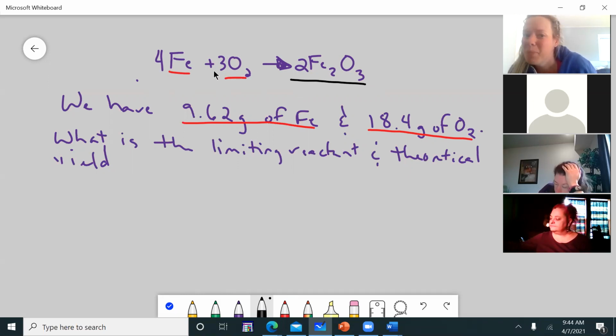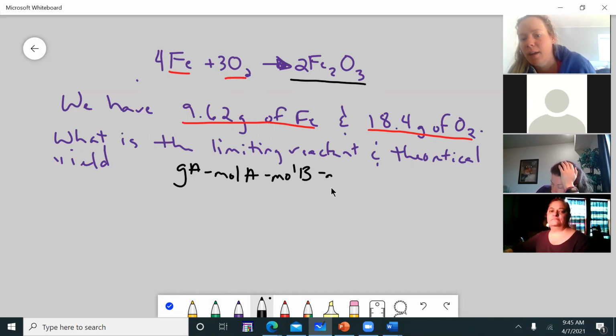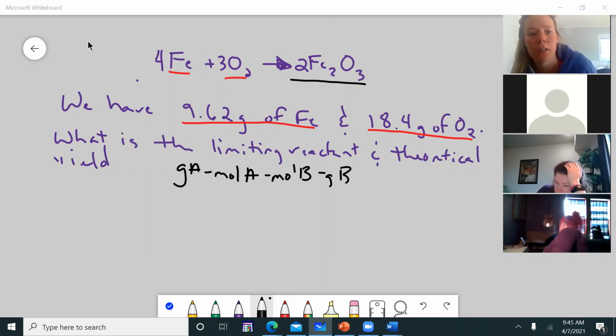So I'm going to give you all about 5 minutes to do this first step. It's going to follow that same structure of grams of A into moles of A, into moles of B, into grams of B. That's sort of our golden flow chart for stoichiometry. If you have any questions while you're working on it, just go ahead and turn your mute off and you can throw it out there.